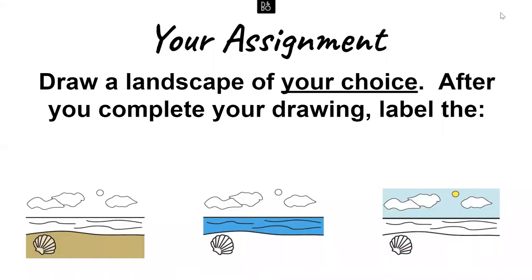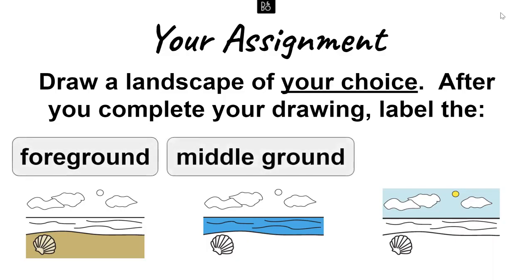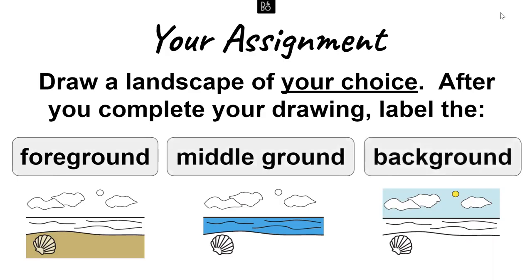So today's a little bit different in that I'm not showing you how to draw step by step. Your assignment is to draw a landscape of your choice. So you could draw a beach, you could draw mountains, you could draw hills, you could draw a farm, you could draw a jungle. The choice is totally up to you. After you complete your drawing, I want you to label the foreground, the middle ground, and the background.